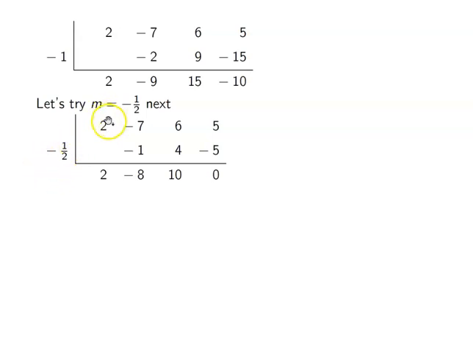So how does this work with fractions? Exact same way. 2 drops down, and 2 times -1/2 is a negative. Add those, you get -8. Multiply that by -1/2, you get the 4. 6 and 4 is 10. Half and negative, and I get 0, which works out. Okay, which is very nice.